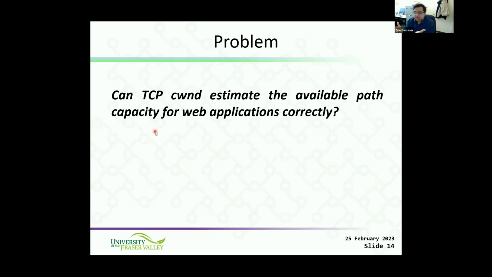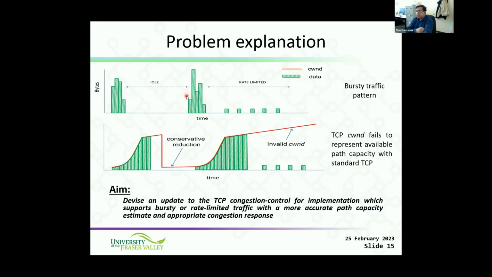Now, what is the problem? This had been working, no problem. But the problem is when there is a bursty application. What happens to this congestion window? Let's see. Normally this is what a bursty application looks like. On the top graph, we have an application. We have some burst, and then there is some idle period.